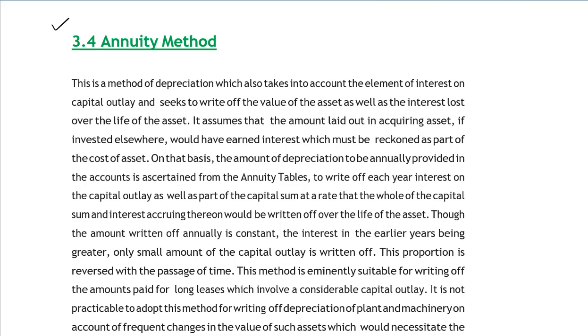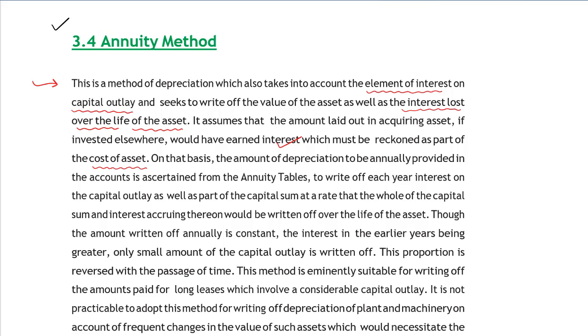Annuity method. This is a method of depreciation which also takes into account the element of interest on capital outlay and seeks to write off the value of the asset as well as the interest lost over the life of the asset. It assumes that the amount laid out in acquiring the asset, if invested elsewhere, would have earned some interest, which must be reckoned as a part of the cost of the asset.